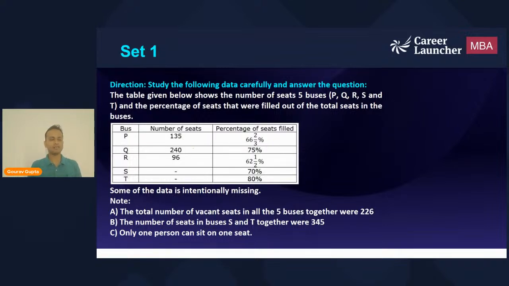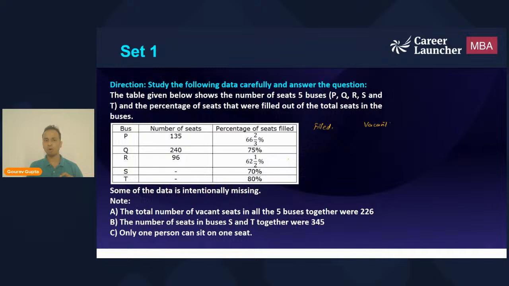In a similar manner, the data is given for Q and R, but for S and T, the number of seats is not given, okay. So let us first of all convert these percentage values in terms of numbers. So I'll calculate the number of seats which are filled and the number of seats which are vacant in all these buses using whatever data we have on the screen.